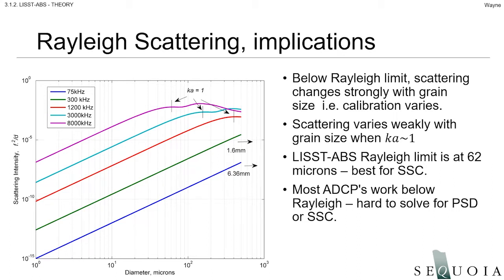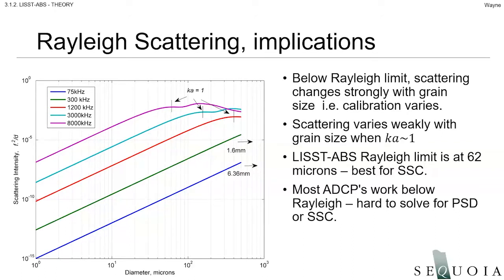You can see for the magenta curve, that's the LISST-ABS frequency, scattering varies with grain size up to around 60 microns, and then beyond that, it's almost only concentration that will cause variation in the ABS signal because it's not depending on particle size. With the 8 megahertz transducer of the LISST-ABS, you could think of that as being best for suspended sediment concentrations, or measuring concentration for particles above 60 micron. The other sensors are sensitive to variation in both particle size and concentration, because they're below the Rayleigh limit.